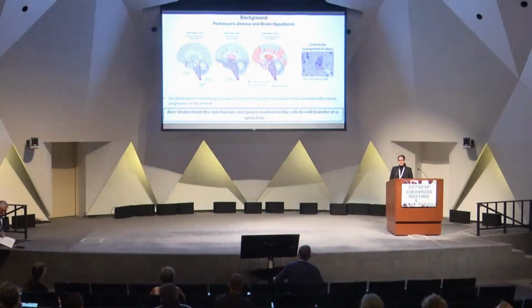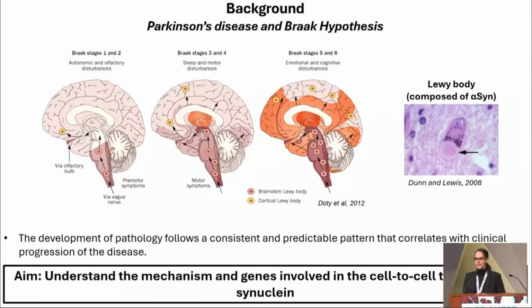So I'm going to speak about how a high-throughput screen led us to an unexpected discovery for the role of phase separation in the pathogenesis of Parkinson's disease. So Parkinson's disease is a common movement disorder, which is characterized by the accumulation of a protein called α-synuclein within neurons in the brains of the patients. And this protein α-synuclein forms round inclusions that are called Lewy bodies.